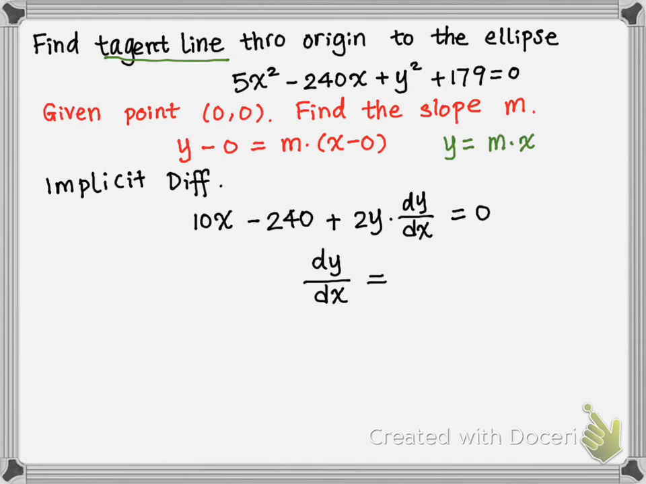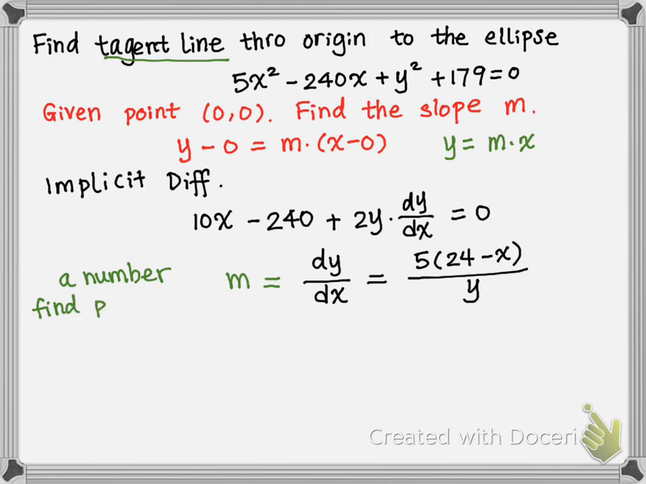You should get dy over dx equals 5, you factor out the 5, (24 minus x) all over y. So this is the slope that we're looking for. But it's not going to work because the slope must be a number. We are looking for a number. Right now we only have an expression.